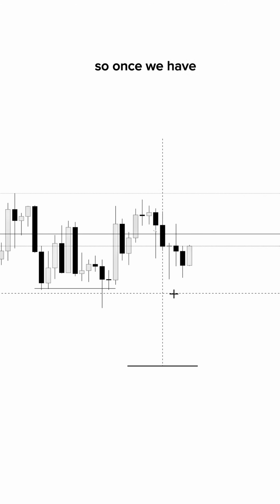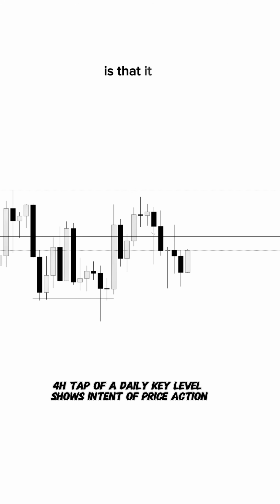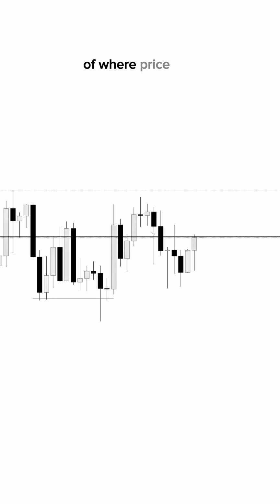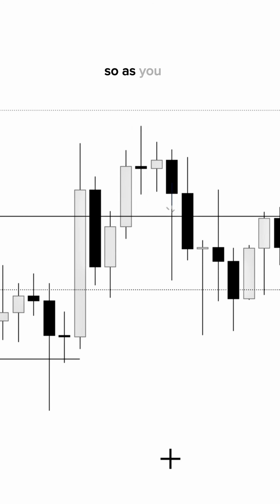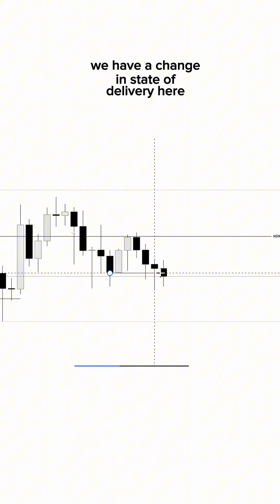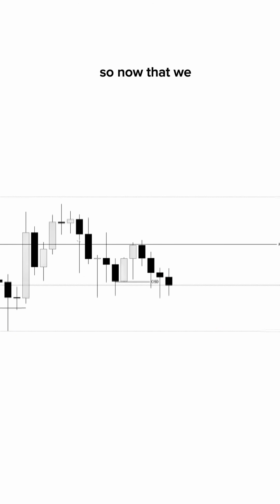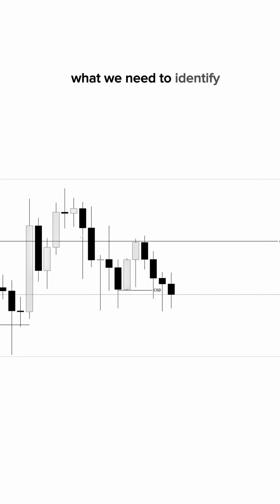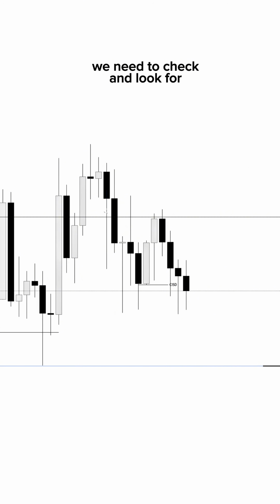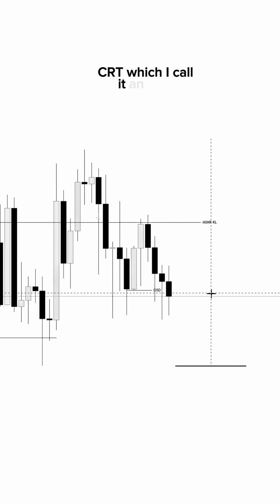So once we have a tap on that level, it gives us an idea of where price might likely want to go. As you can see right here, we have a change in state of delivery. This is what the ICT calls CISD. Now that we have our CISD here, we need to check and look for our inverse CRT, which I call AND CRT.